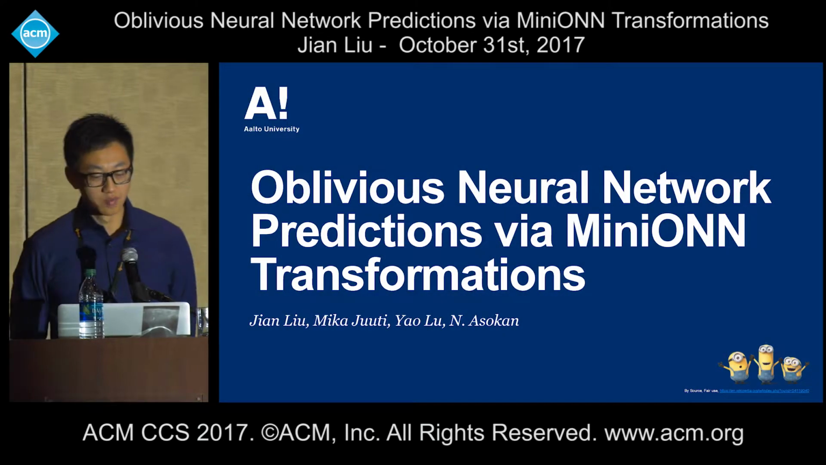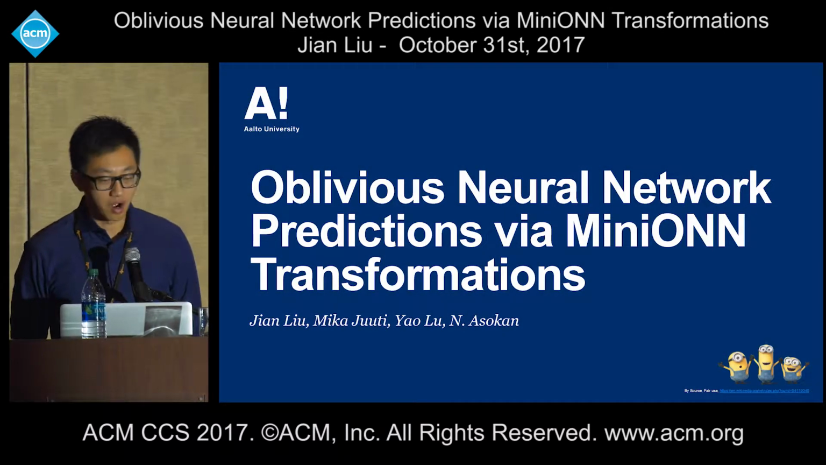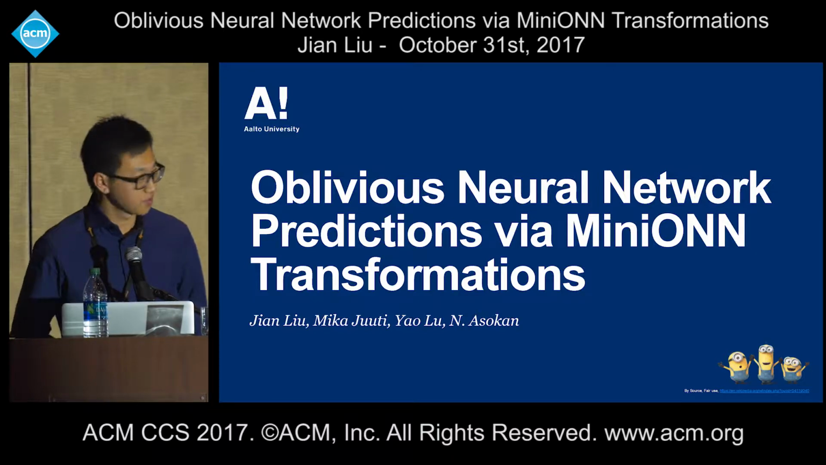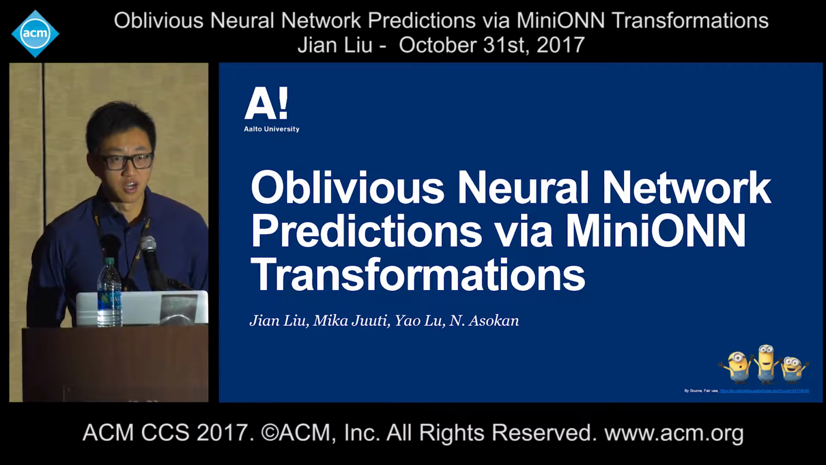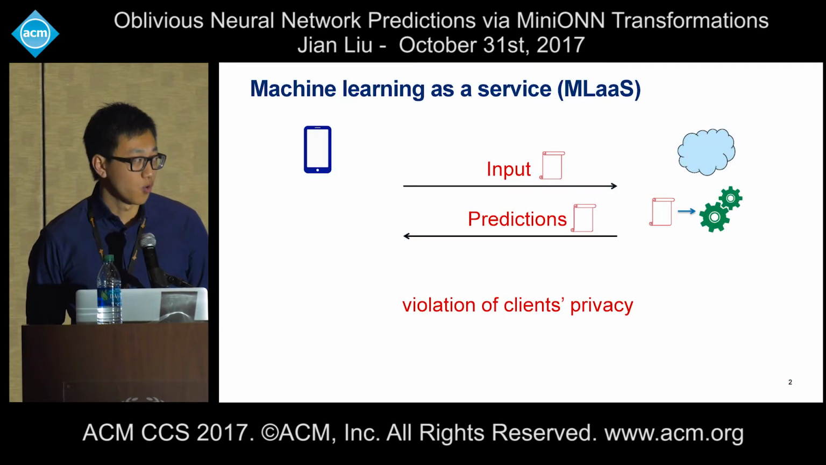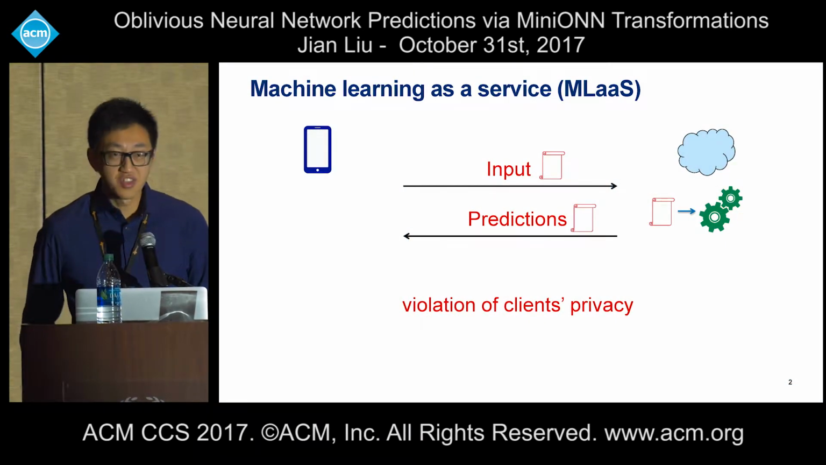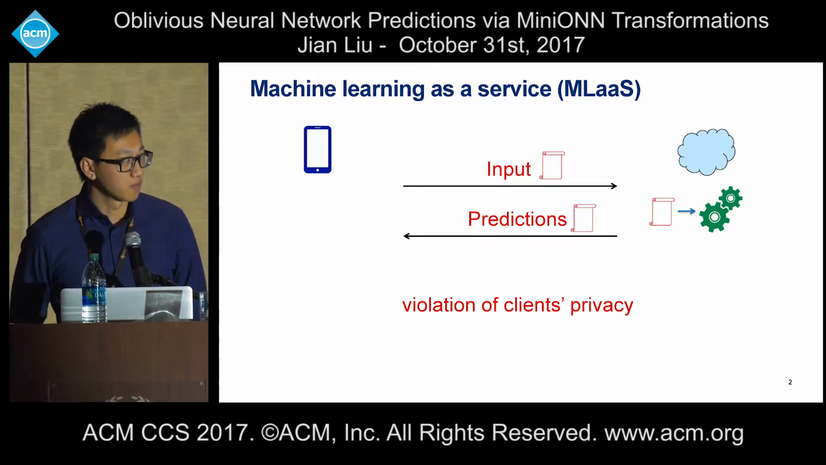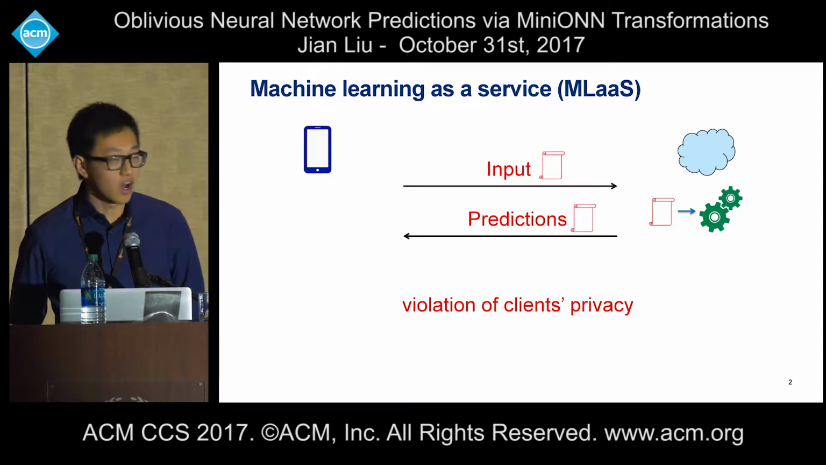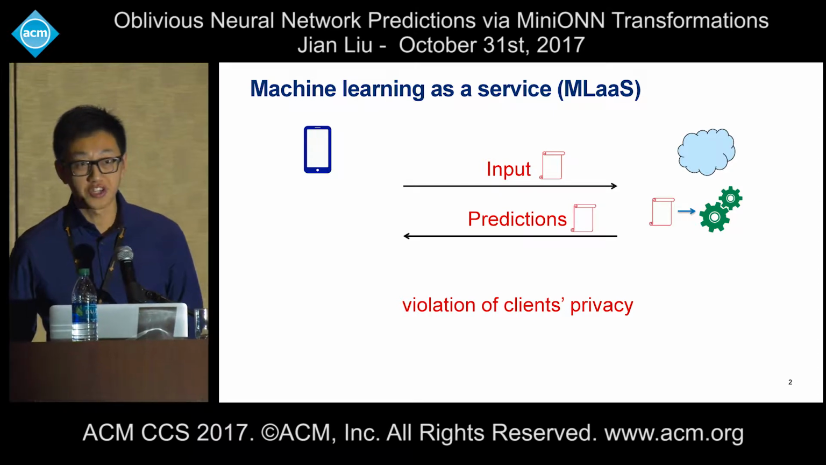Hello, everyone. I'm glad to present our work, Oblivious Neural Network Predictions. So nowadays, machine learning as a service is a very popular paradigm to provide online predictions. In this service, the server trains the model and receives inputs from the client, and runs the model on the input and returns the predictions.